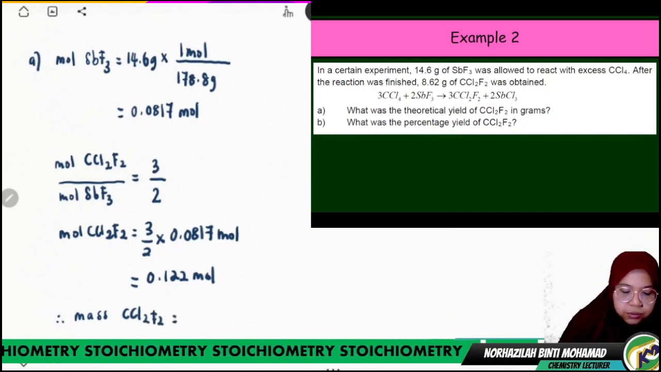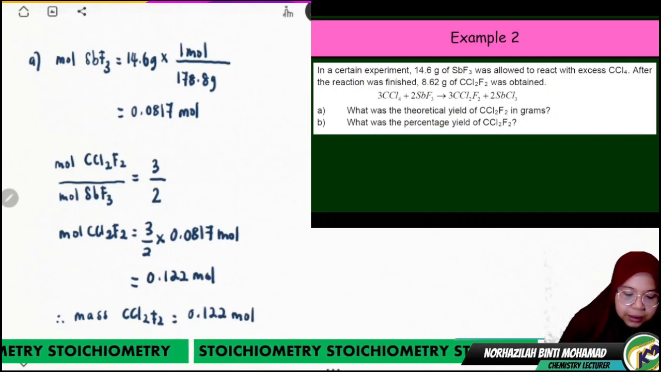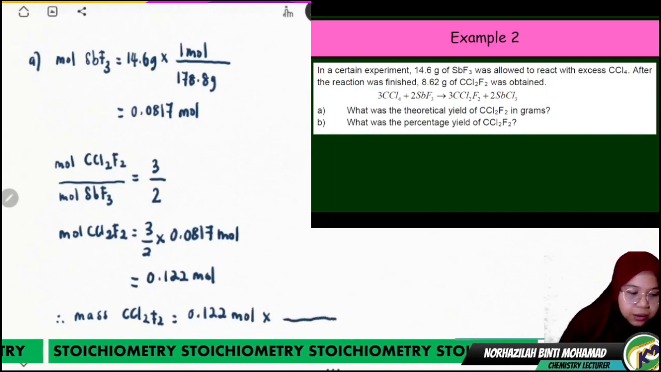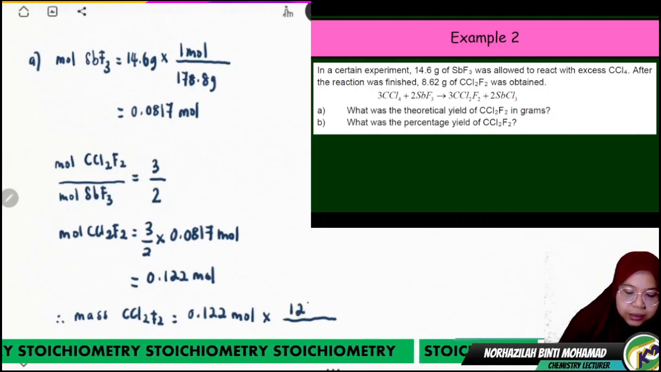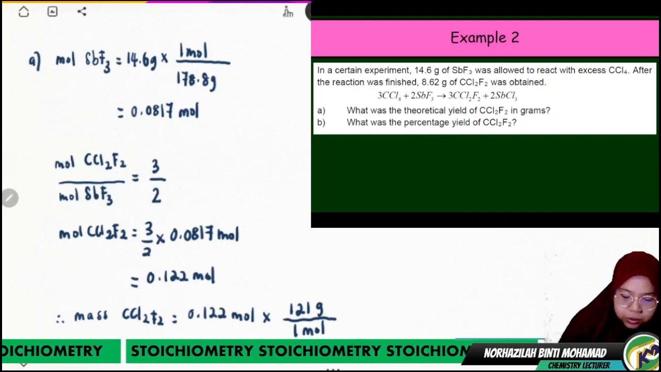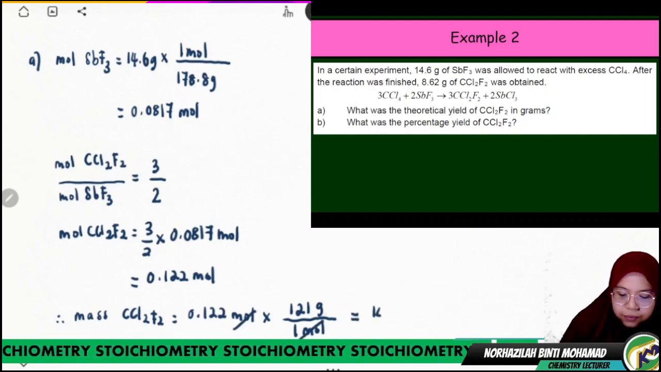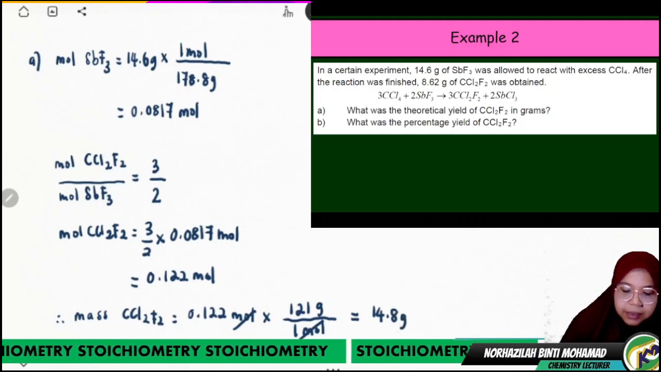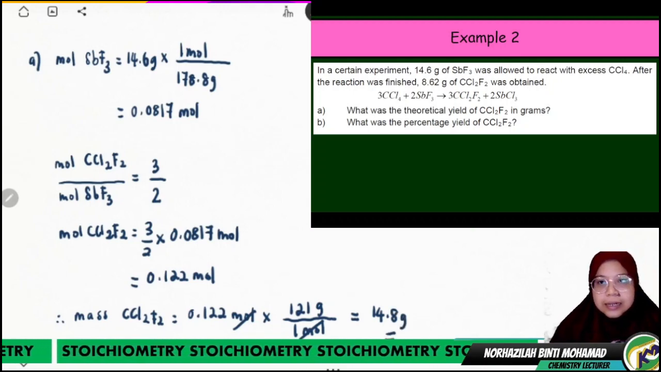Okay, so from this calculation, we may calculate the mass of CCl2F2, which is equal to 0.122 mole times the molar mass of CCl2F2, which is 121 gram over 1 mole. So we can cancel the unit of mole. So we get 14.8 gram. So this is the theoretical yield.